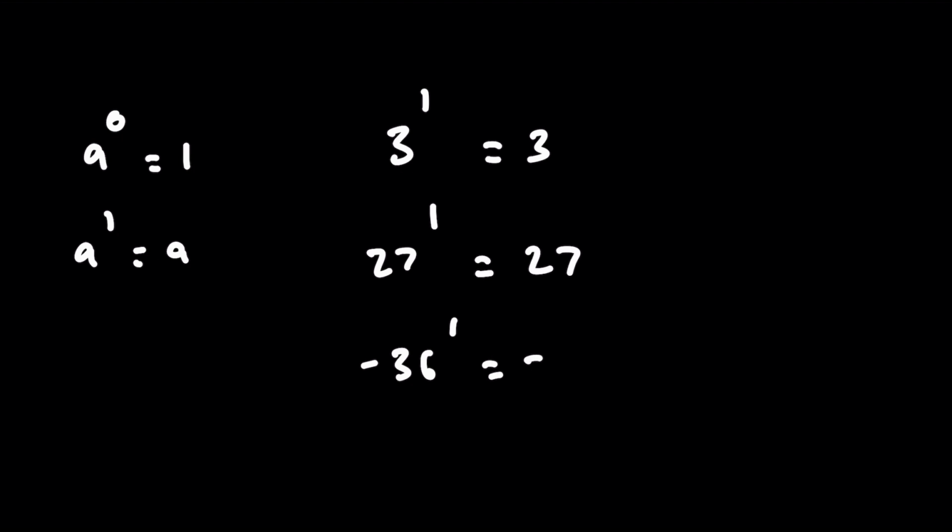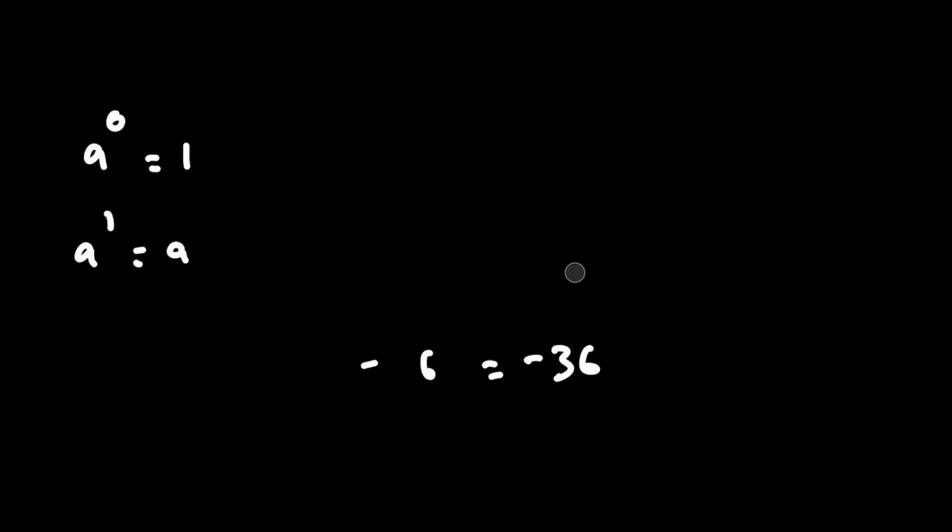And if we wanted to do anything to the power of 1, we can see that 3 to the power of 1, 27 to the power of 1, and even minus 36 to the power of 1, those will all simply be whatever the individual bases were. So anything to the power of 1 is itself, anything to the power of 0 is 1. So let's have a look at some more challenging questions.